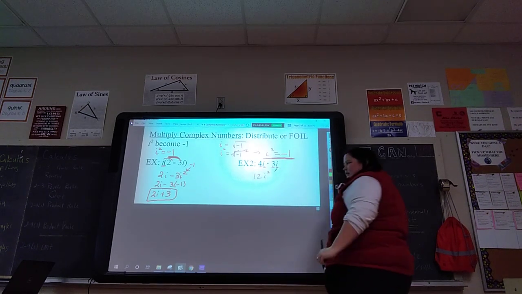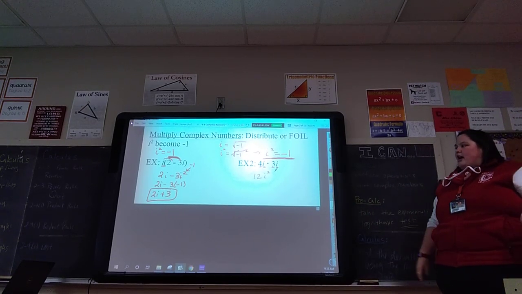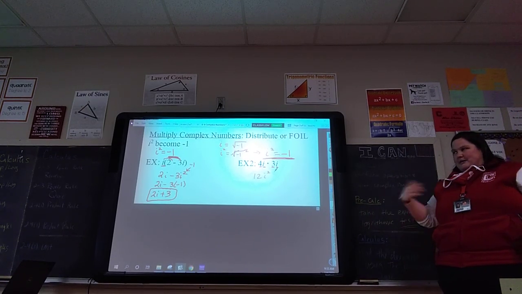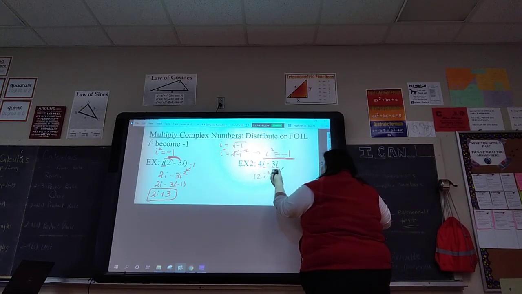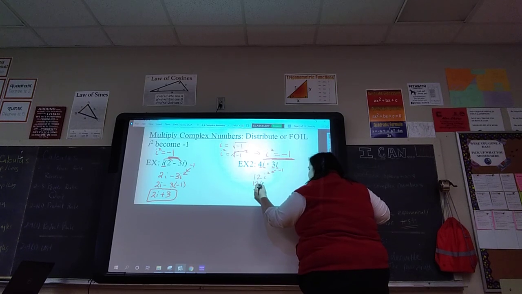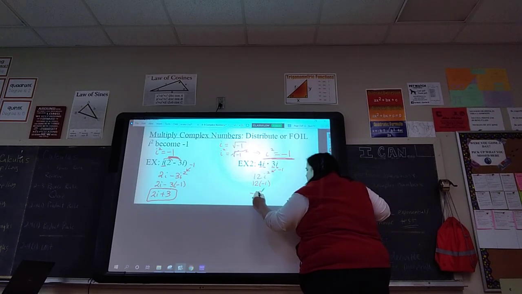i squared. Yep. So whenever we take an i times i at any point in your problem, i times i becomes i squared. And then what does i squared become? -1. So really it's 12 times -1. So how can I simplify that? Make it -12.